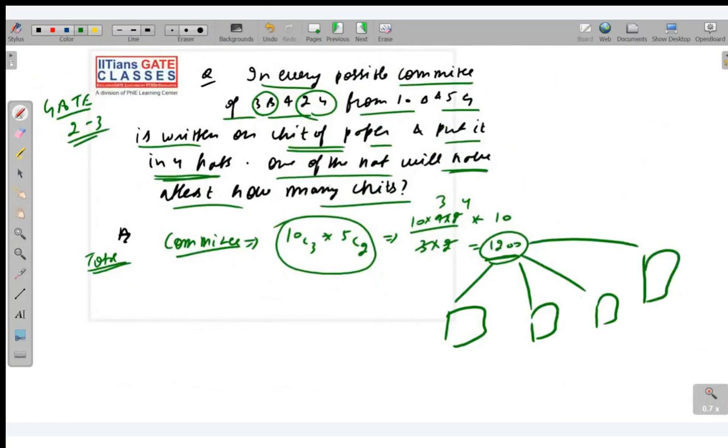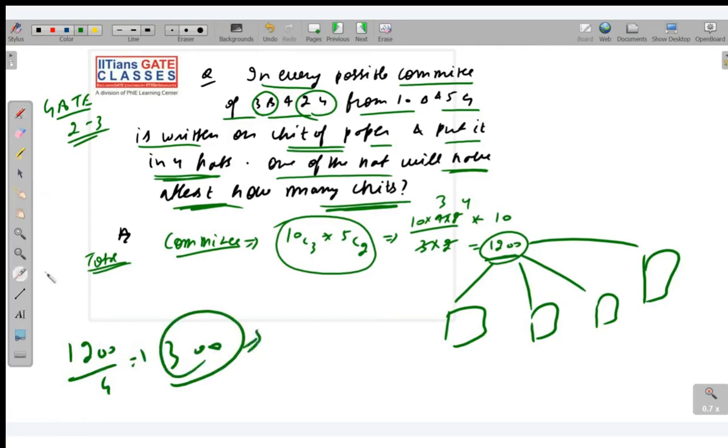Now they are saying one of the hats will have at least how many chits. So we want to guarantee at least how many chits will be there. See, in the worst case, you can put all 1200 chits in one hat. That is also possible, and the others will have 0. But this is not the even distribution. So you simply divide 1200 by 4. 300. Yes, very good, 300. So I will say with guarantee that one hat will have at least 300 chits. Are you getting it now?